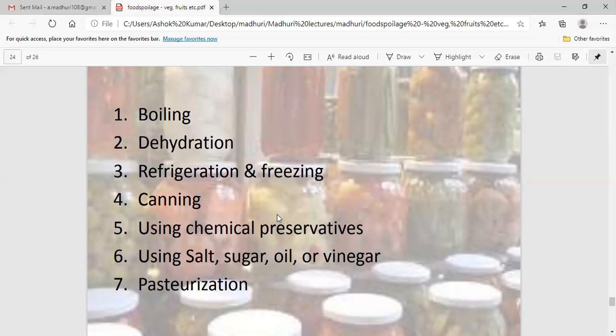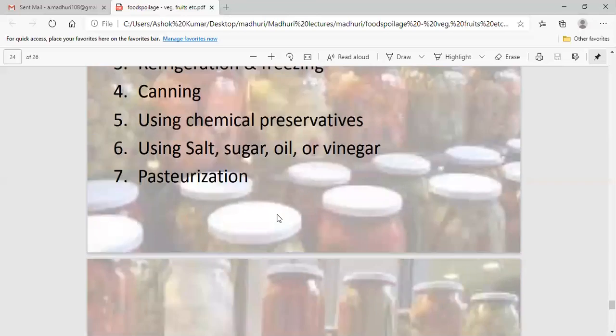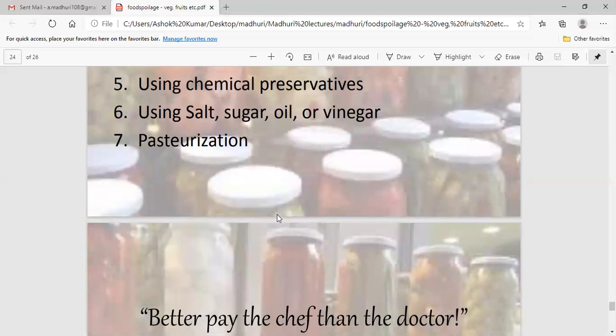and using salt and sugar. Salt we use in pickles, sugar we use in jams, and oil also prevents some microbial growth, and vinegar, many foods we keep in vinegar. And then the last one is pasteurization, which we opt for mostly for milk products. So all these methods are for preservation.